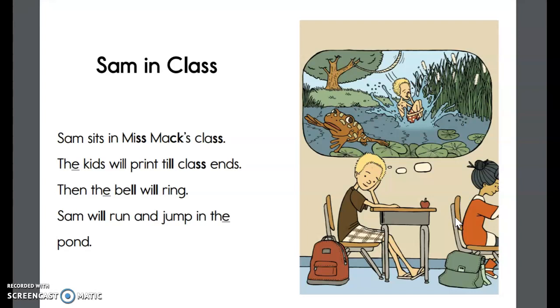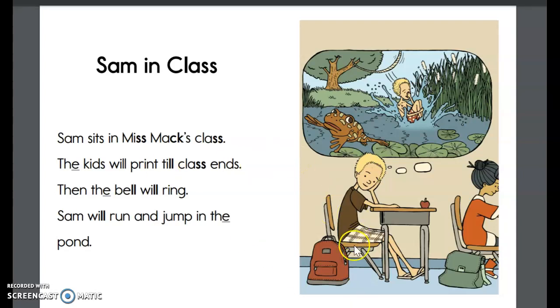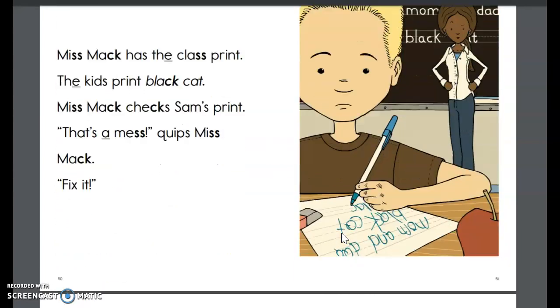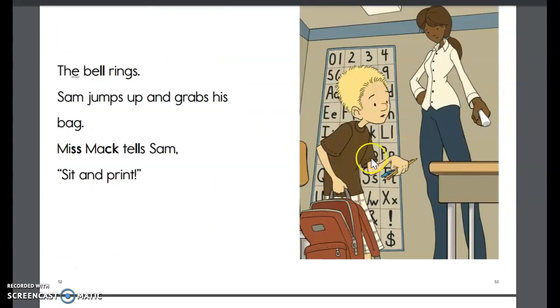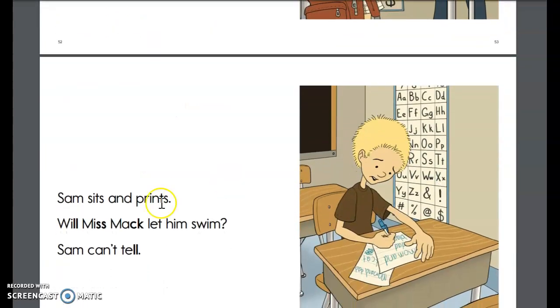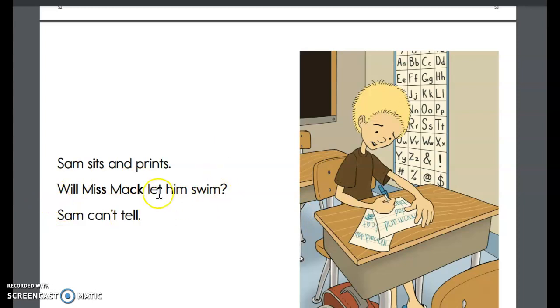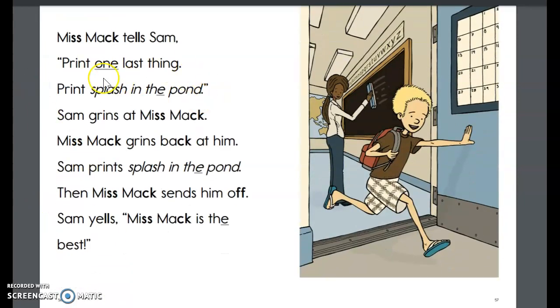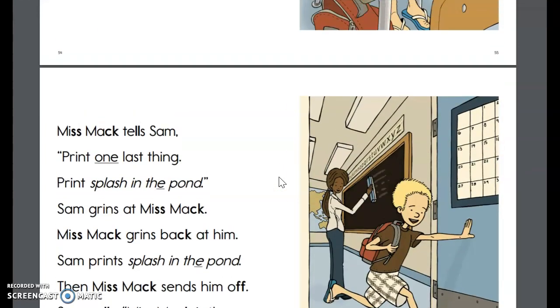And if we're talking about the series of events, the beginning, middle, and end of the story, the main details, then we know that in the beginning of the story, Sam is in class and he's printing. He writes very messy, and his teacher makes him rewrite it. He's unsure if he's going to get to go swimming or if he's going to have time because of this work that he's having to do. And then eventually, whenever he finishes writing, she tells him to splash in the pond because she's telling him that he's good to go and he can go play.